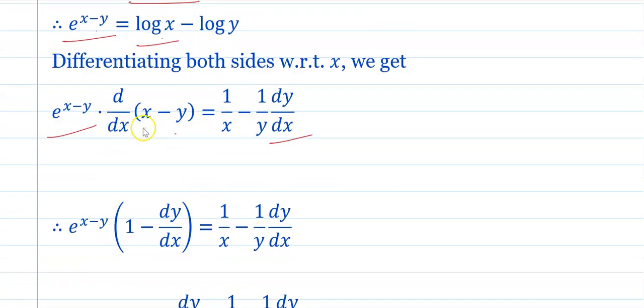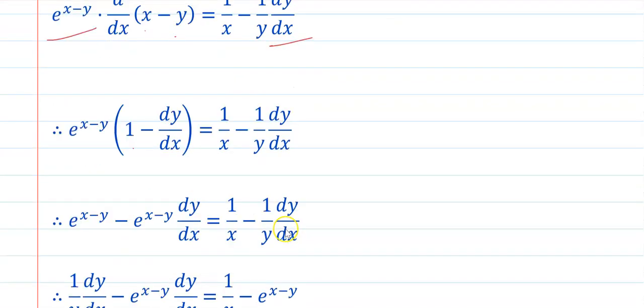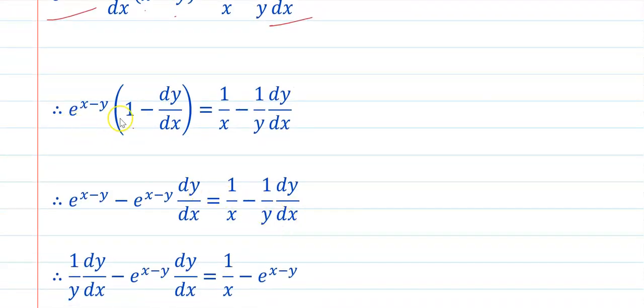पुन्हा आता d/dx of x minus y करणार. Derivative of x is 1. Derivative of y is dy by dx. This is equal to 1 upon x minus 1 upon y into dy by dx. e raised to x minus y into 1 is e raised to x minus y. e raised to x minus y into dy by dx is minus e raised to x minus y into dy by dx, and that's equal to 1 upon x minus 1 upon y into dy by dx.